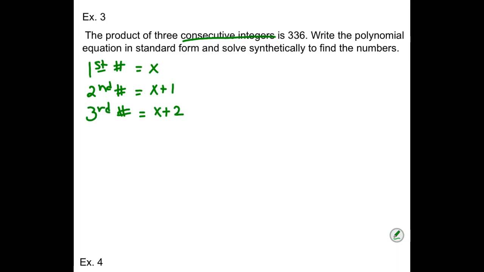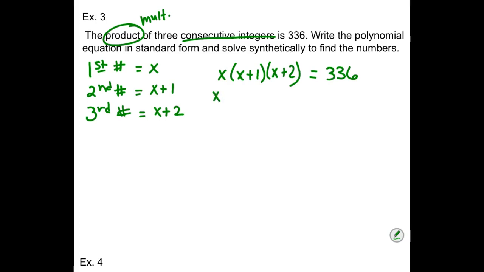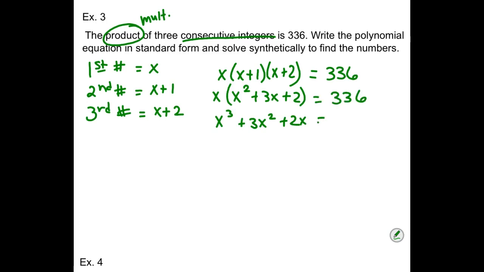And the directions say that the product means we are multiplying, so the product of these. So if I take x times x plus 1 times x plus 2, I'm supposed to get 336. All right, I'm going to go ahead and simplify the left side here. I'm going to FOIL the x plus 1 and the x plus 2 to get x squared plus 3x plus 2. Then I'm going to distribute that x in. So I have x cubed plus 3x squared plus 2x. All right, it's equal to 336.